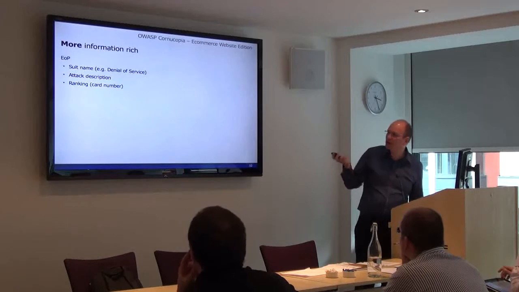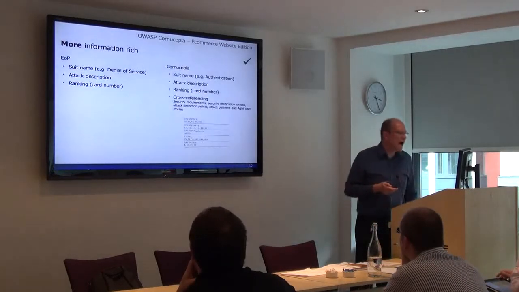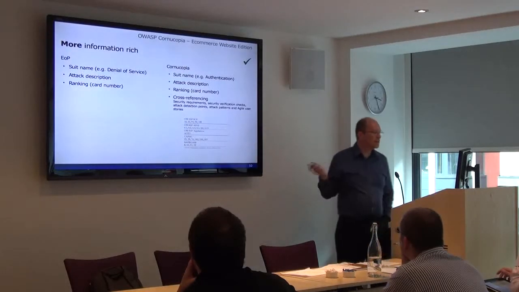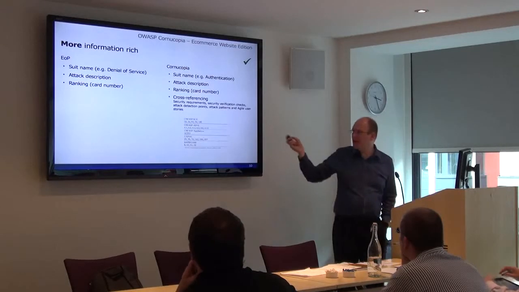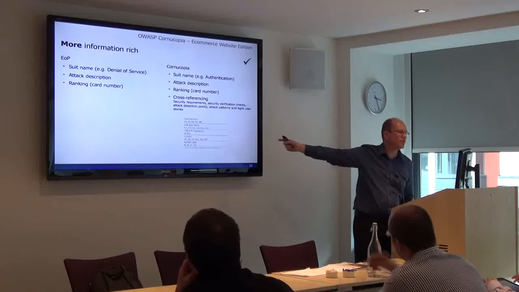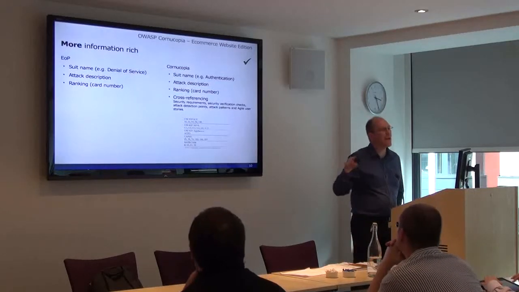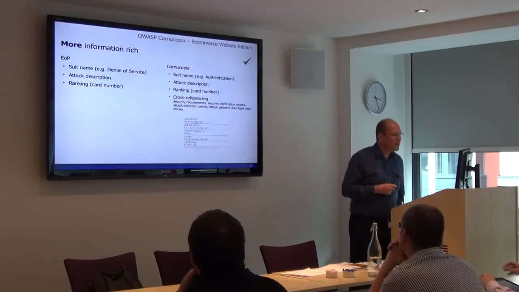Information rich, okay, so Elevation of Privilege has suit name, attack description and ranking. So we've got all of those, but it's the cross-referencing which is the most important part here, okay? So the first line is the secure coding practices, so the numbers 10, 32, 93 and so on reference specific text in the Boeing document, the secure coding practices document.